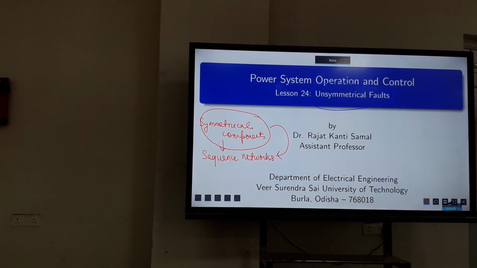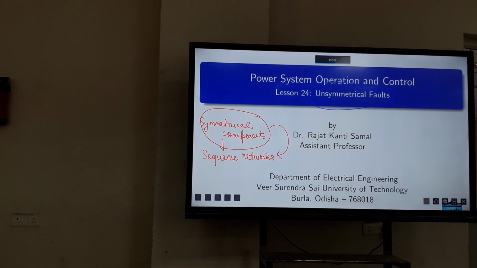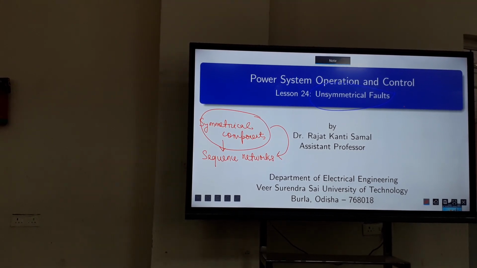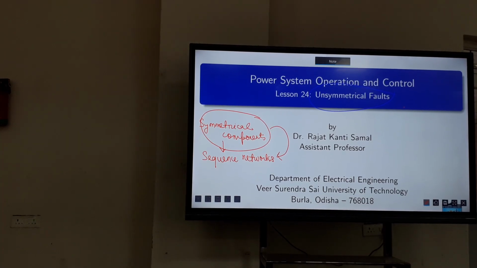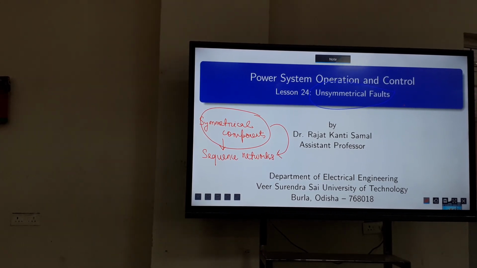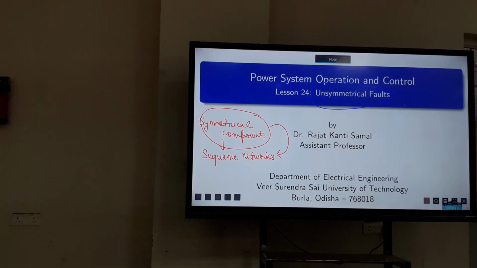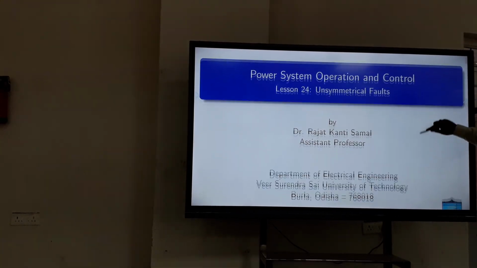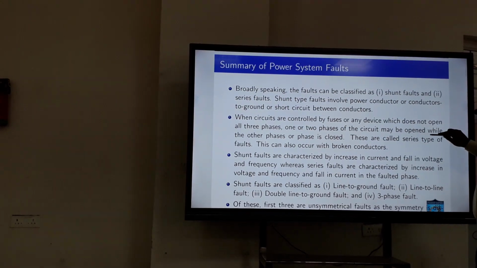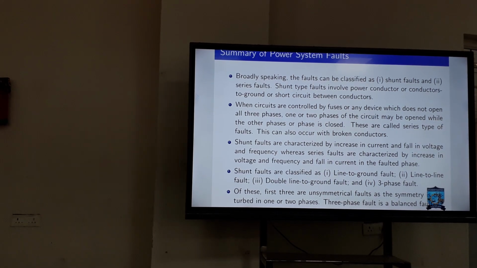That means for any fault situation, we will see how the sequence networks are connected to compute the fault current. So how many faults do you know? Unsymmetrical faults, the most popular ones: line to ground, line to line, double line to ground. So we will have three connections corresponding to these faults, and then you will see how the fault current is calculated. So this is the summary that we have been talking about till now.